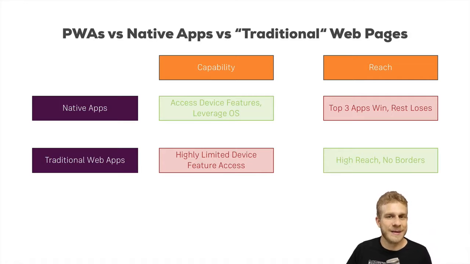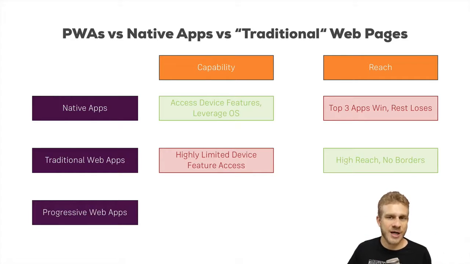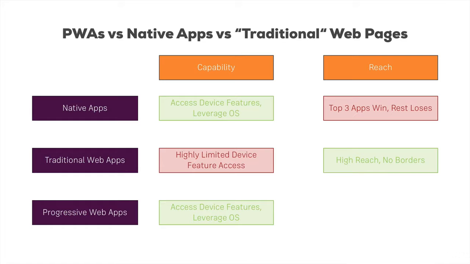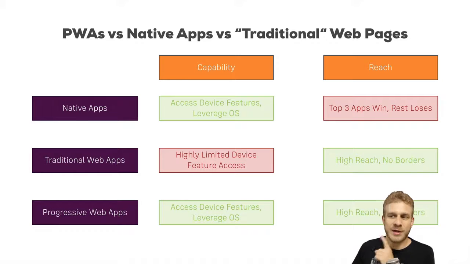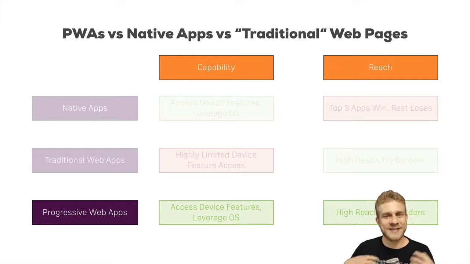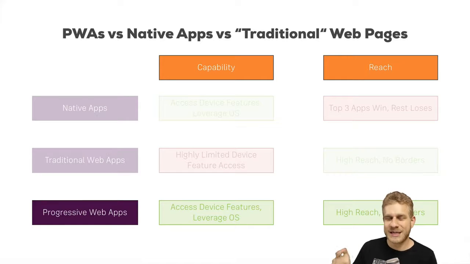A progressive web app now combines the best of both worlds. There, we can access a lot of the native device features, we can make it available offline, and we do have good reach, of course, because it's still a web app still running in the browser. We will focus on progressive web apps in this course, and why learning them really is a good idea. You can get the best of both worlds and deliver awesome experiences to your users.